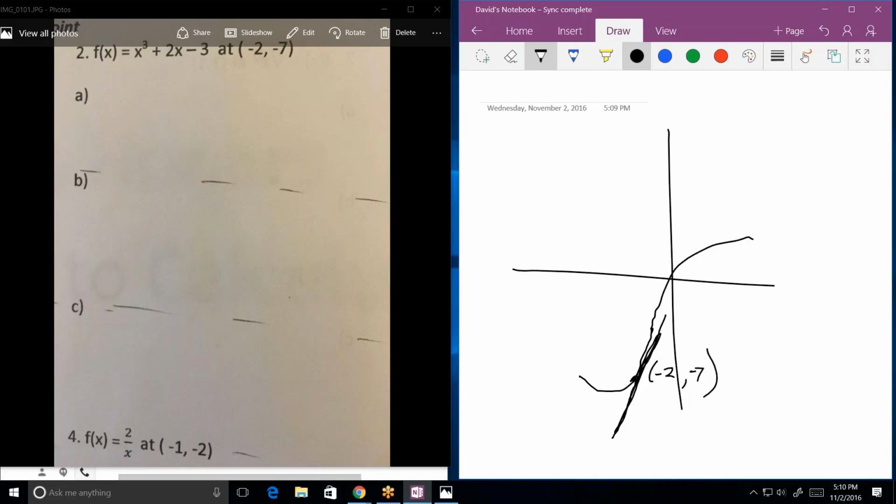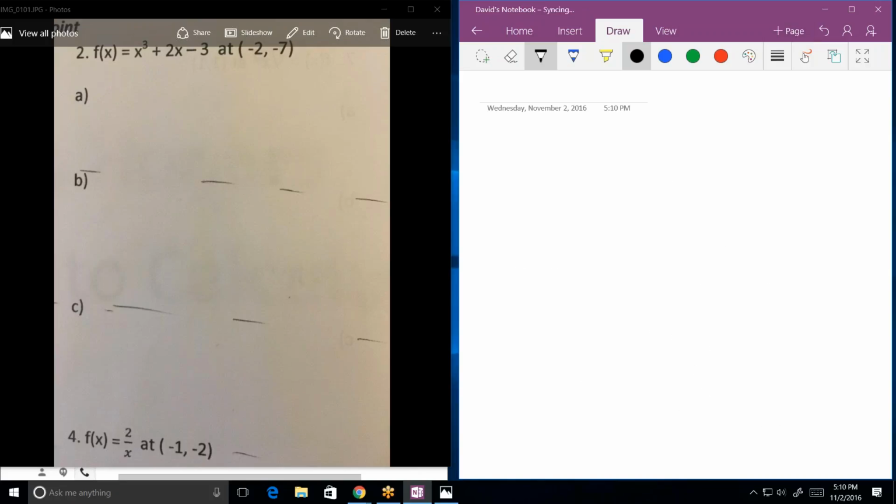And then the line that's perpendicular is going to look like this, going through the same point. Well, that has a slope of -1/14. And it goes through that same point. All right. What's the bottom part here? Here we have this. All same three questions, only this function.